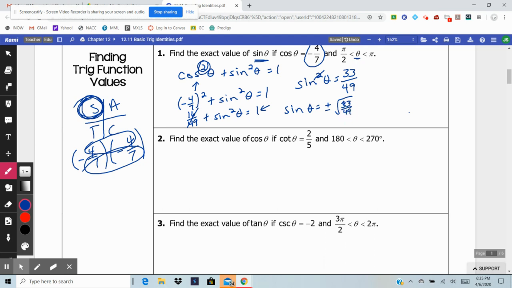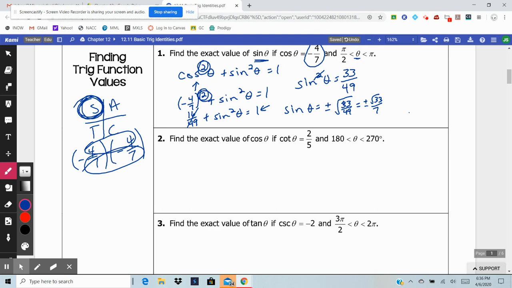In the same way that you could just square the top and bottom, you can do the same thing with square roots. In order to find the square root of 33 over 49, you can simply do the square root of the top and the square root of the bottom. So you get positive and negative root 33 over 7.